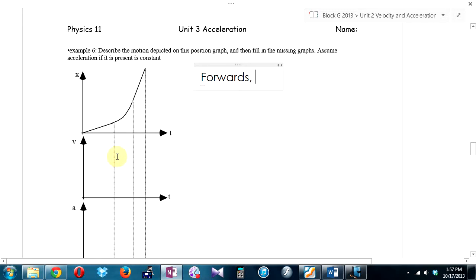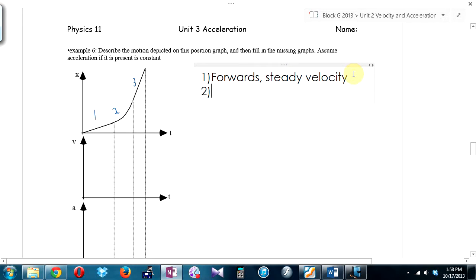All lines are straight, Captain Obvious. I need more than that. It's a constant slope, which means, by definition, it's a line. Forwards, steady velocity, no acceleration. Heck, I'll even call that interval 1. I'll call this interval 1, interval 2, and interval 3. So interval 1, doing that.